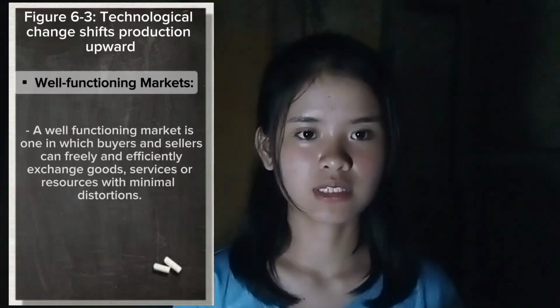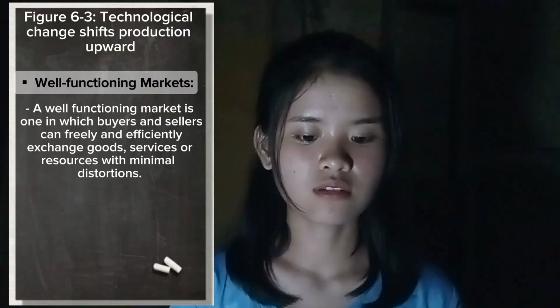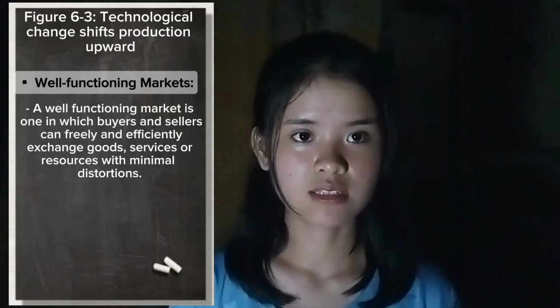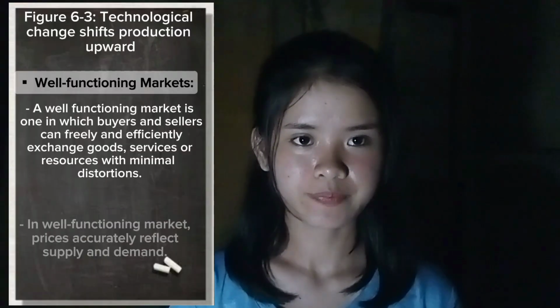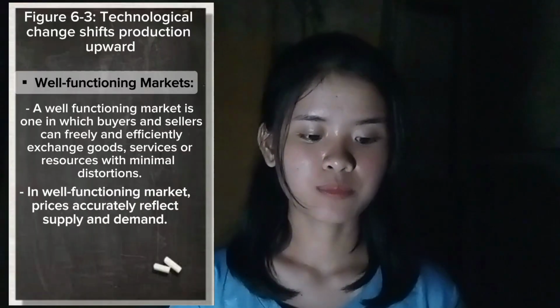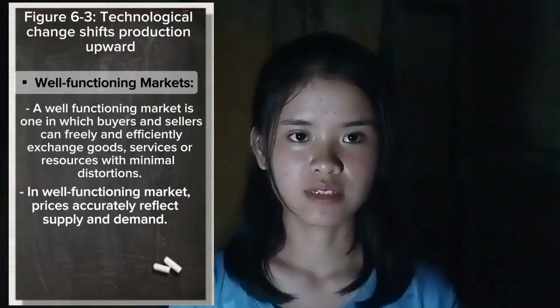I am Hannah Jane Esco and I will be discussing technological change shifts production upward. First, we have a well-functioning market. A well-functioning market is one in which buyers and sellers can freely and efficiently exchange goods, services, or resources with minimal distortions. In well-functioning markets, prices accurately reflect supply and demand.